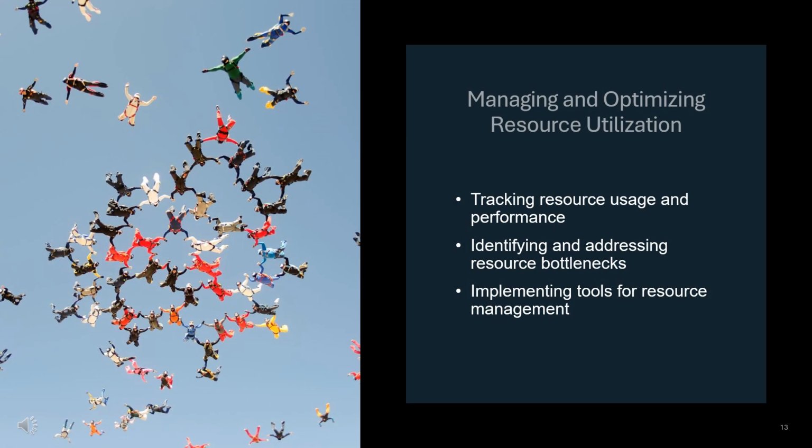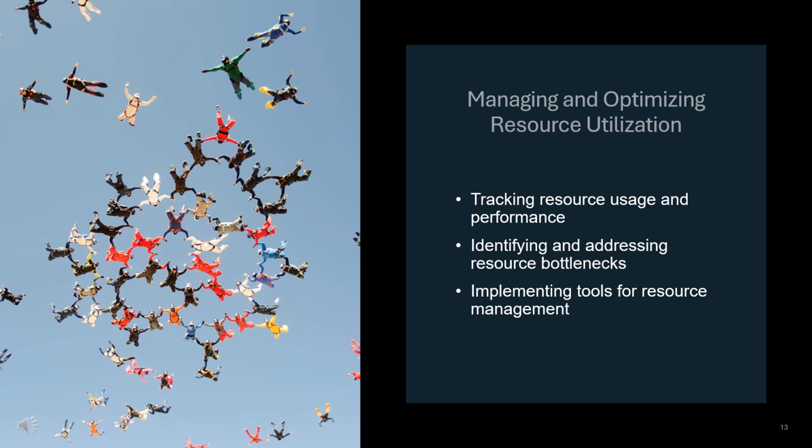Managing and optimizing resource utilization involves tracking resource usage and performance, identifying bottlenecks, and implementing tools for resource management. Use project management software to monitor resource allocation and track key performance indicators, KPIs, related to resource utilization. KPIs, such as resource availability, utilization rates, and productivity levels, provide valuable insights into how effectively resources are being used.